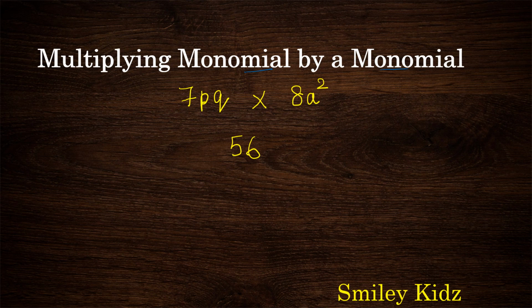Then we have a square and pq. We're going to write like this, a square pq. This is how we are going to multiply a monomial by a monomial. Let's see another example.